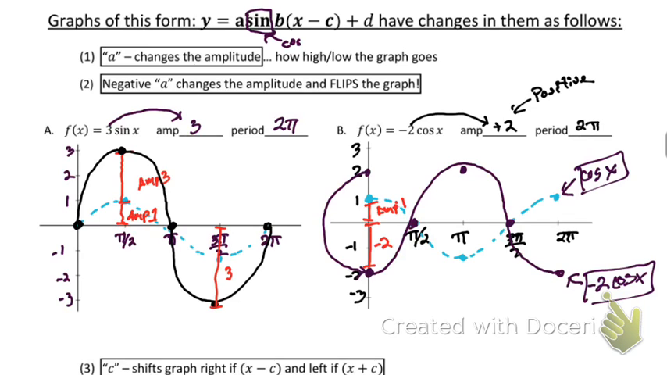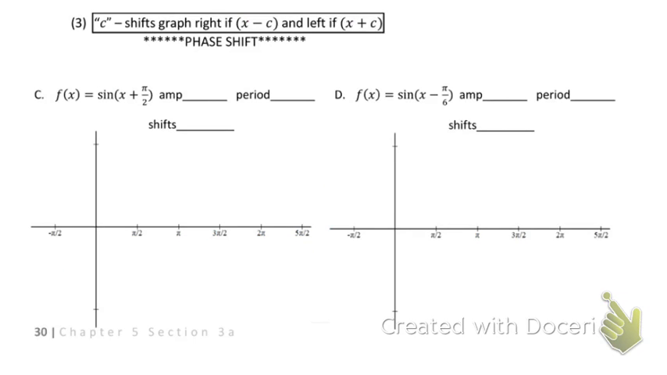All right, so that's amplitude. It stretches and it flips. The next thing we're going to talk about is that C value. The C value shifts the graph right if you have x minus c, and it shifts it left if it's x plus c. You're going to see there's a constant kind of thing. If it's in parentheses like this, it's always going to go kind of that opposite direction that you think it goes in. So x minus c goes right, x plus c goes left.